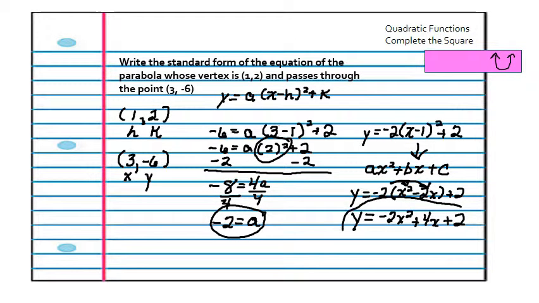And you can always try it. You can put it into your calculator here and see if it doesn't match the one that you have up here. And that's how you write an equation of a parabola when given the vertex and a point on the parabola.